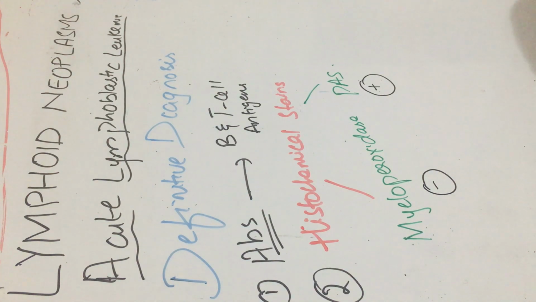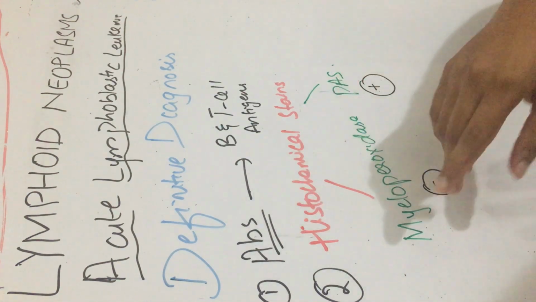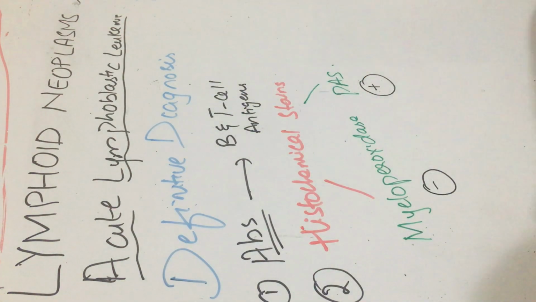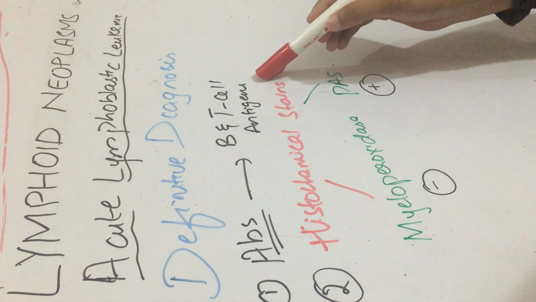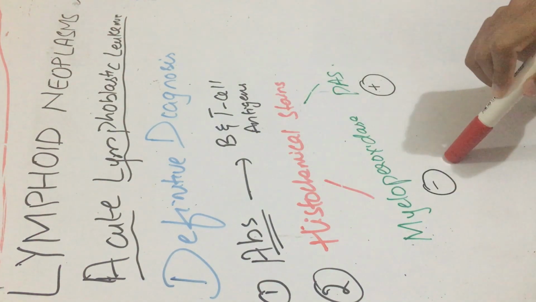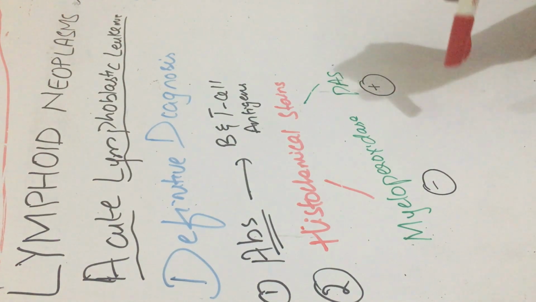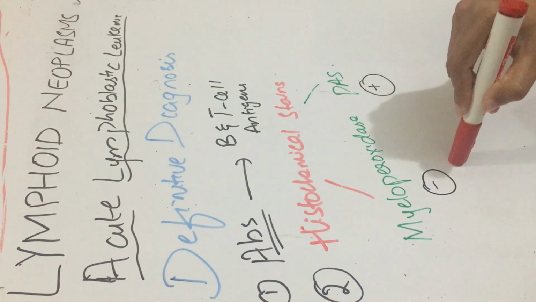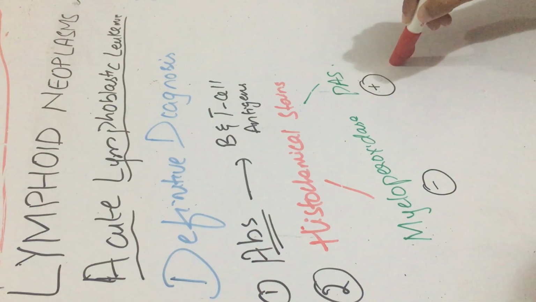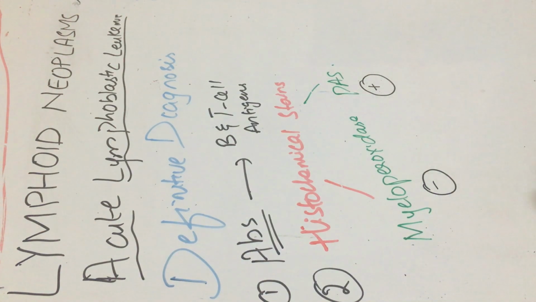I will repeat the definitive diagnosis, how you will diagnose acute lymphoblastic leukemia. One, by applying the stains which contain antibodies specific for B and T cell antigens, and second, by the histochemical stains. Two types of stain: myeloperoxidase stain and periodic acid Schiff stain. The lymphoblasts are myeloperoxidase negative and periodic acid Schiff stain positive.